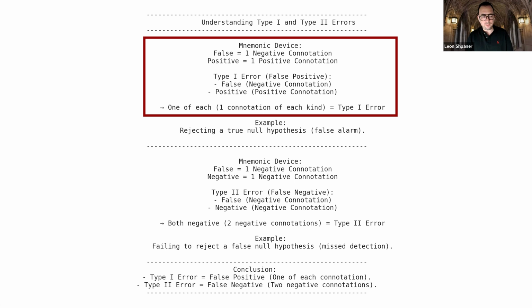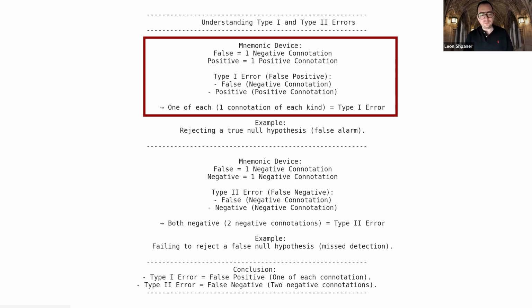Why is it a type 1 error? Well, because you have false and a positive. False sounds like a negative word. Again, this is a mnemonic device. It's not backed by science. It's something to help you remember it. False has a negative connotation, so it sounds wrong, false, right? And then you have positive, which is clearly positive. So there's only one of each. There's only one positive, or one negative. So it's a type 1 error.